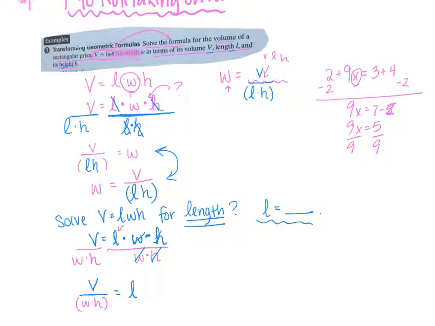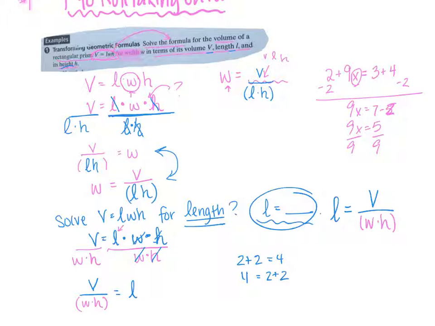equals L. Now, remember that 2 plus 2 equals 4. Doesn't matter if I have 4 on this side or the other side. It's still the same thing. So if I want to put it like this, then that is simply L equals V over the product W times H. All right, good job with this.